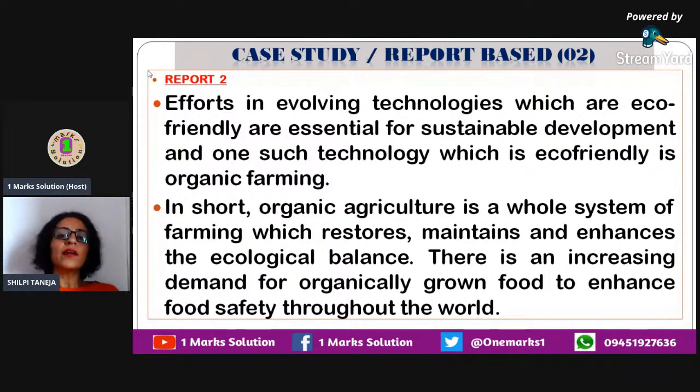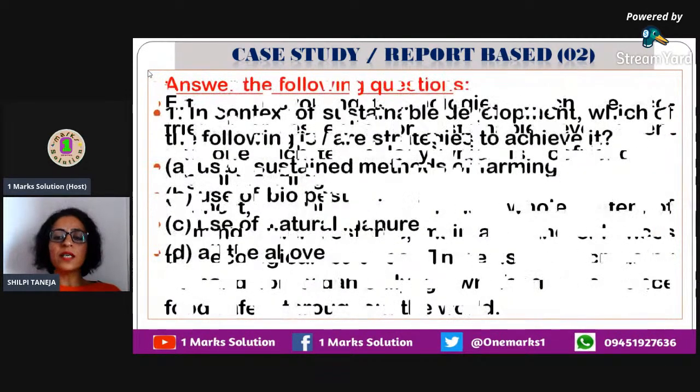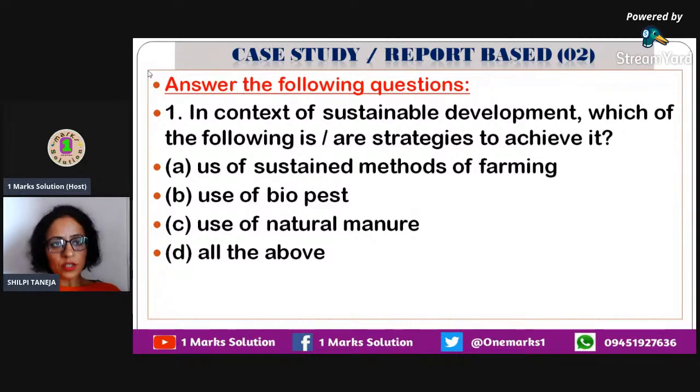In short, organic agriculture is a whole system of farming which restores, maintains and enhances the ecological balance. There is an increased demand for organically grown food to enhance food safety throughout the world. So again we are going back to the usage of organic products, right? You might have seen the products available in the markets also. So people are going back again to the usage of organic products. So let's see the questions.